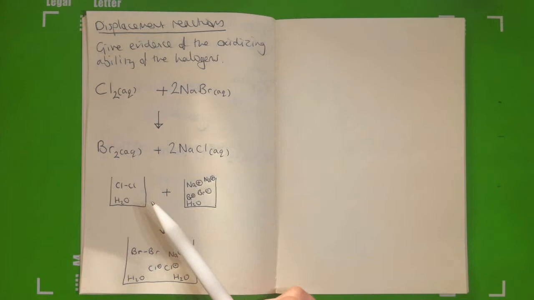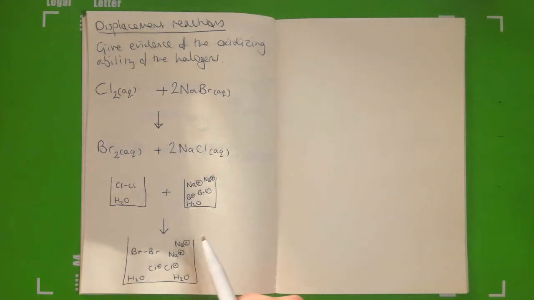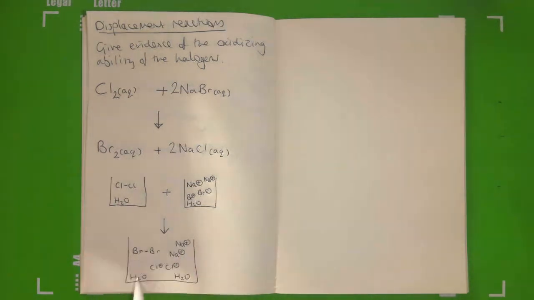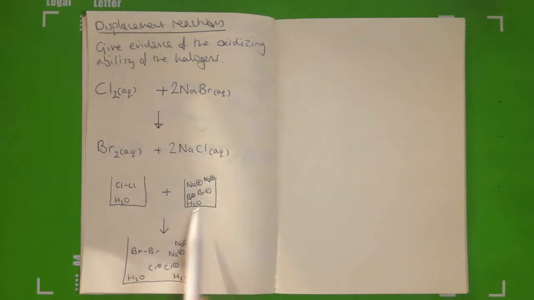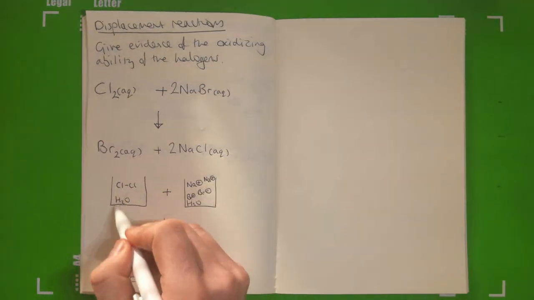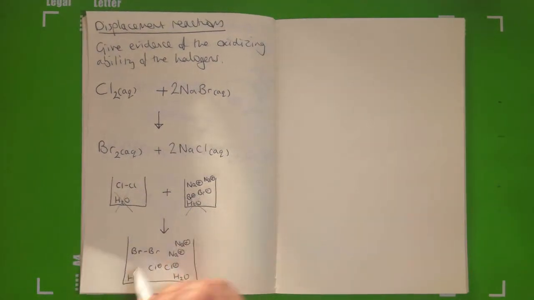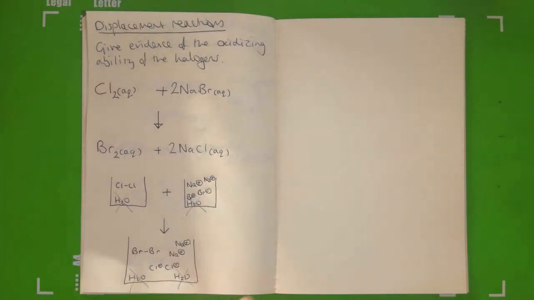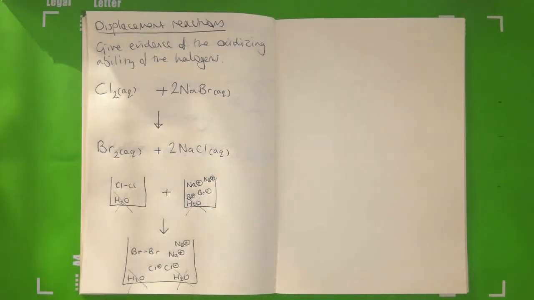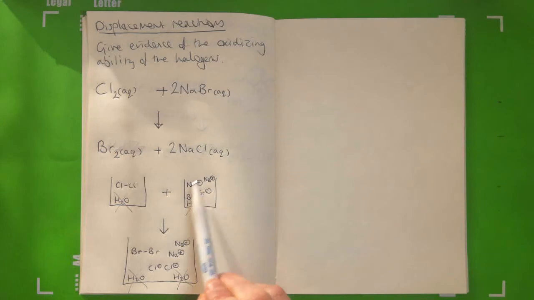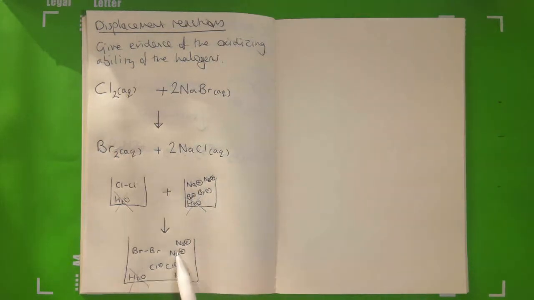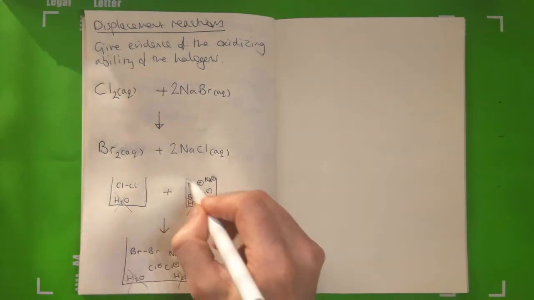And now what we can do is have a look at what's changed and what hasn't changed. Let's first have a look to see what has not changed. Well, nothing's happened to the water. I'm just going to put very thin lines through that to show that they're just cancelling out there. Nothing's happening to the water. We can also see that nothing's happening to the sodium ions as well. We've got 2 sodium ions floating around in solution, 2 sodium ions floating around in solution.